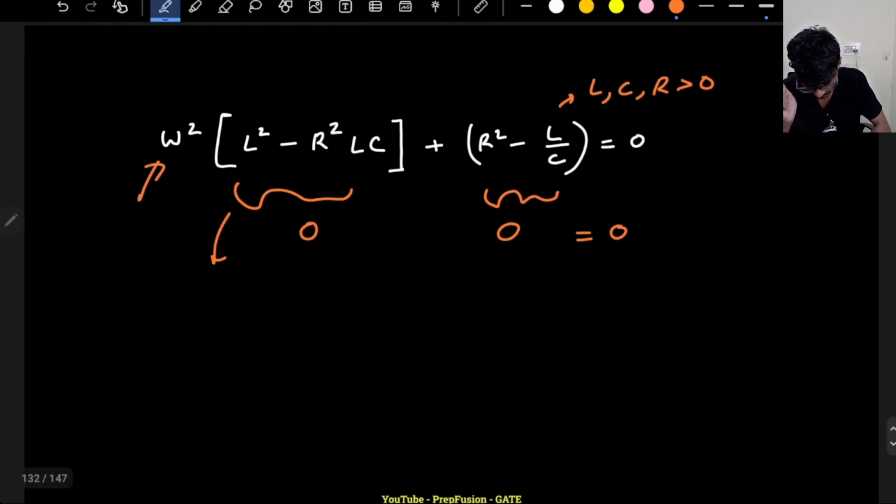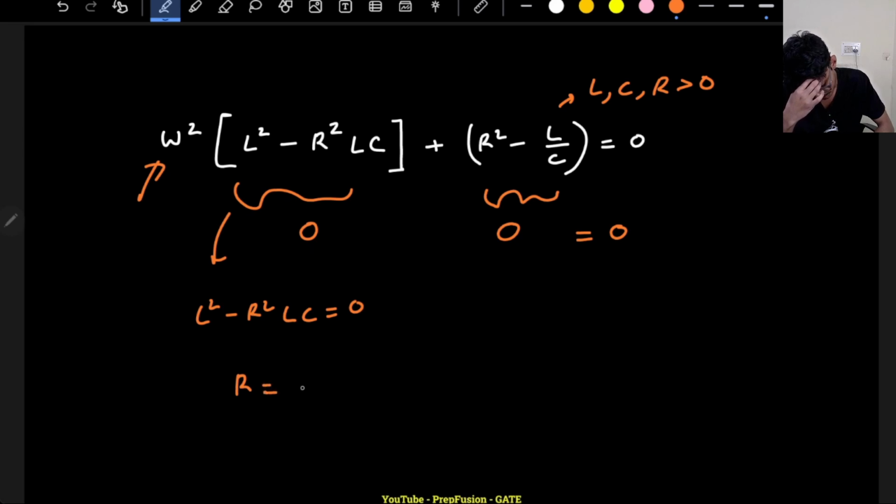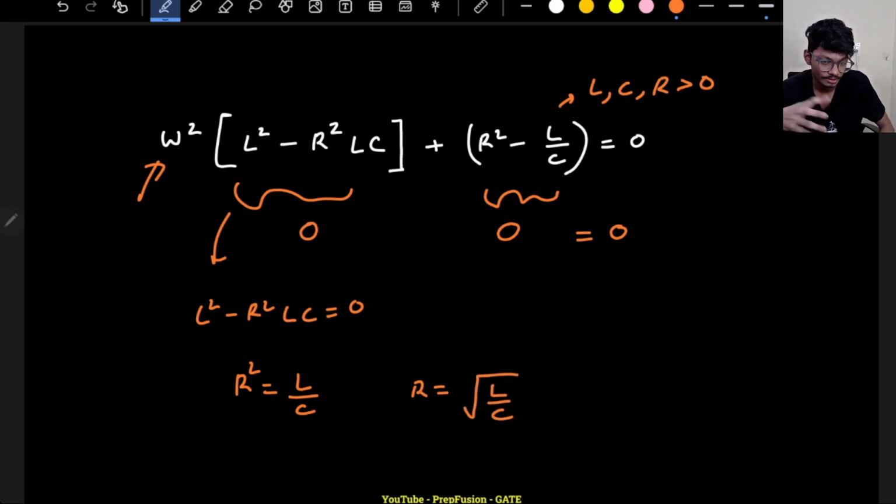So individually if I make it 0, it is saying L square minus R square LC has to be equal to 0. That is R square has to be equal to L by C, or R is equal to under root L by C. Okay, does it make sense? You can do a quick sanity check.